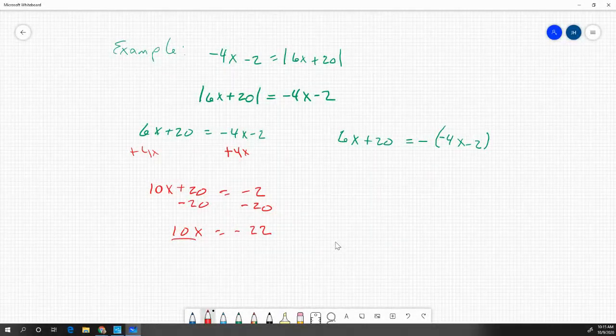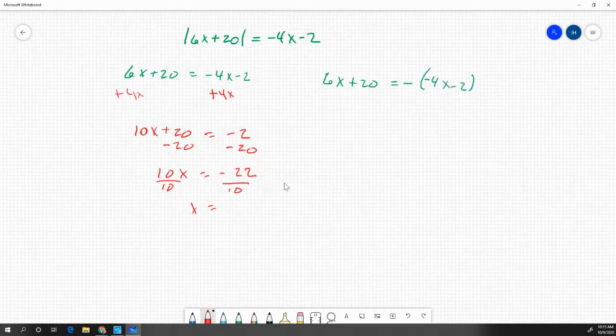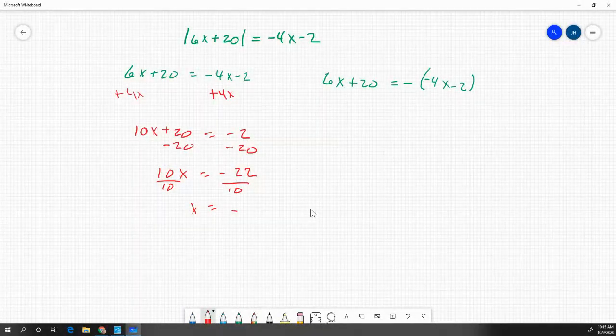And then we just divide by 10, divide by 10. And I get x equals, I cannot leave it in good conscience as negative 22 over 10. The math teacher in me will not allow me to have an even number over an even number in a fraction, because I know I can divide them by 2. So it's going to be negative 11 fifths.